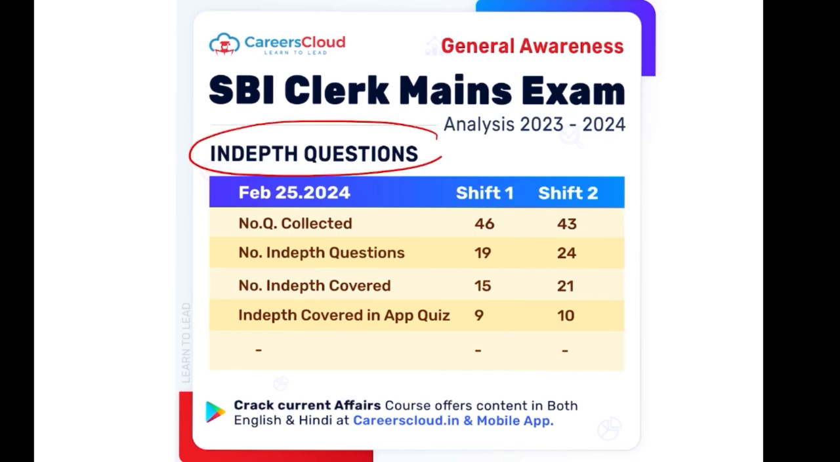For the in-depth questions that are deeply asked, 19 questions and 24 questions were respectively covered for in-depth questions, and number of in-depth covers were 15 and 21 respectively. Then the total covered in our applications were 9 and 10.